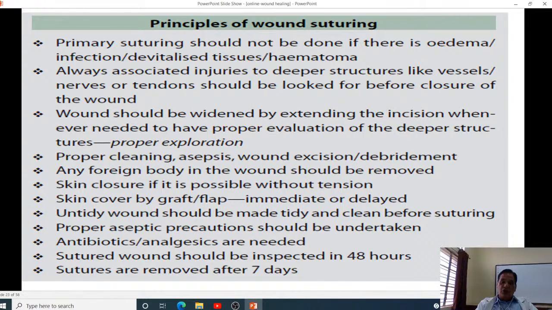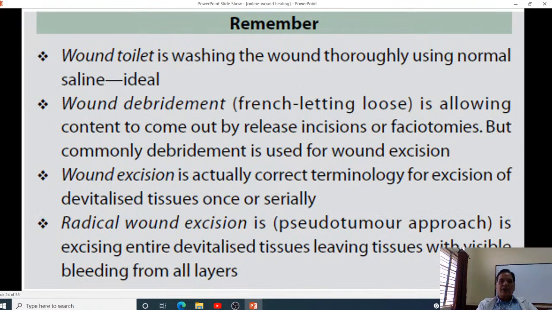All the wounds should be made tidy and clean before suturing. Aseptic precautions, antibiotics, and you have to inspect the wound. It is not that once you have sutured, things are over. You have to keep a proper watch over them, and suture removal is as per the period required, depending on the area which is sutured. They differ. But ideally, many of the sutures can be removed after 7 days. That is a separate topic.